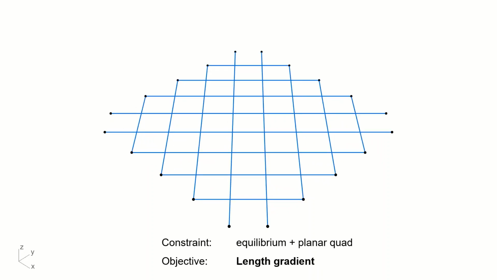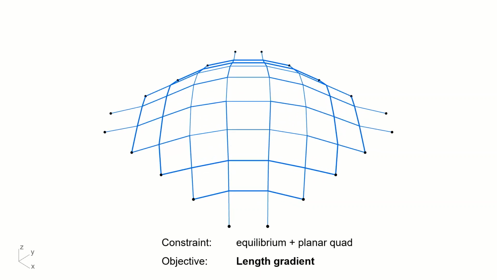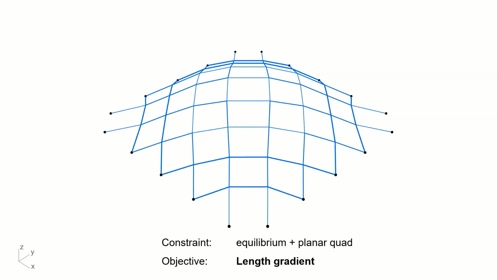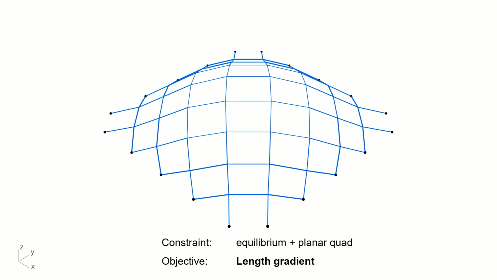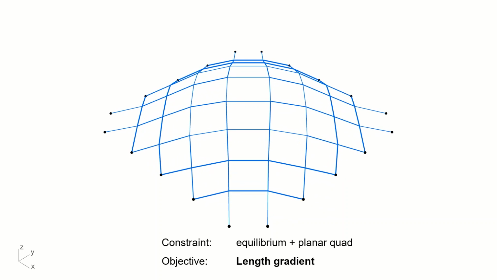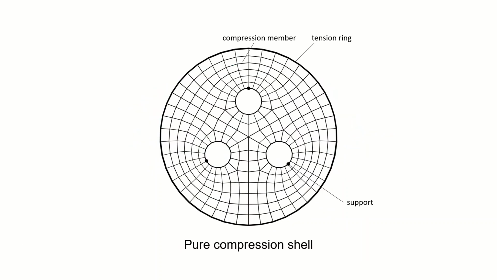In the third example, soft constraints on the member lengths are prescribed such that they become larger towards the center of the structure. By setting different objective functions, the user can explore different solutions. The method is applied to a pure compression shell structure with a tension ring.